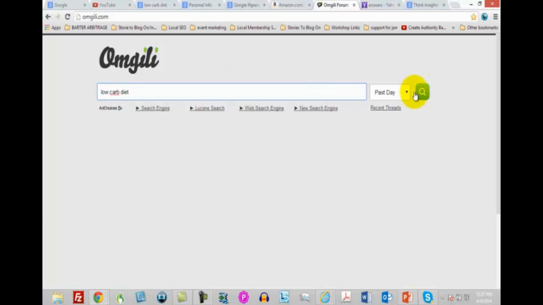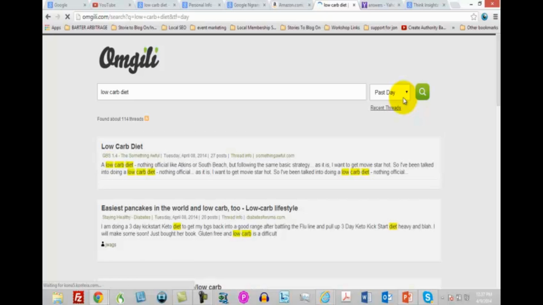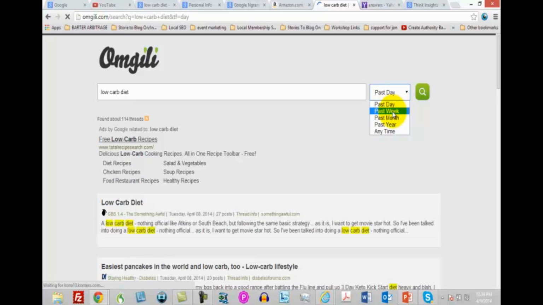bar, and you're just going to do a search, and you will find out what has been talked about over the specific period of time. Was there anything that was talked about over the last day in message boards? And you can go backwards in time, right? You can go past the past year, past month, past year, all time.